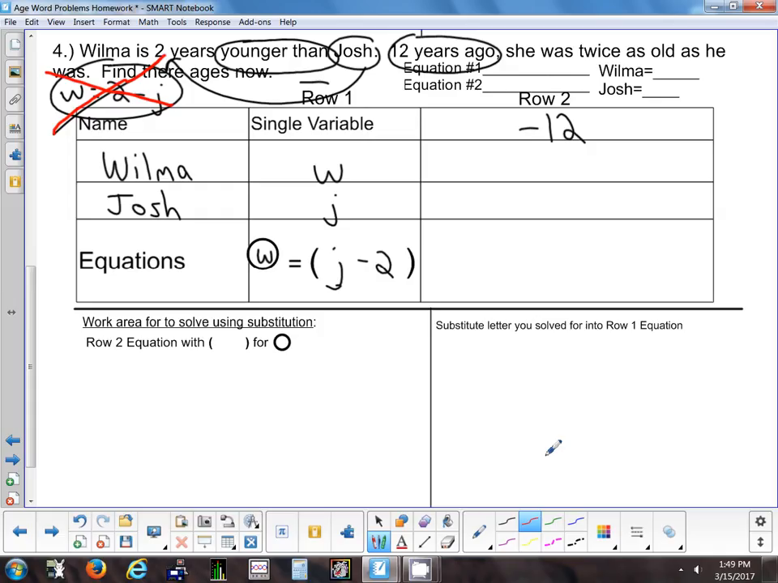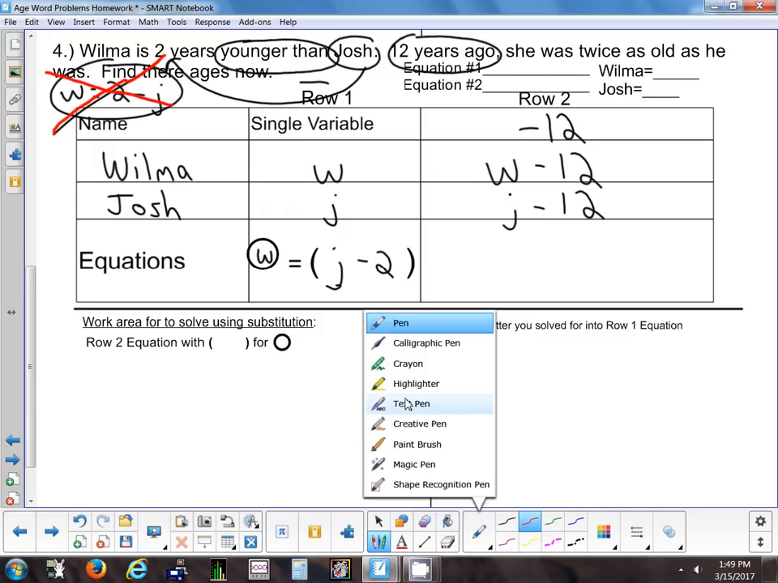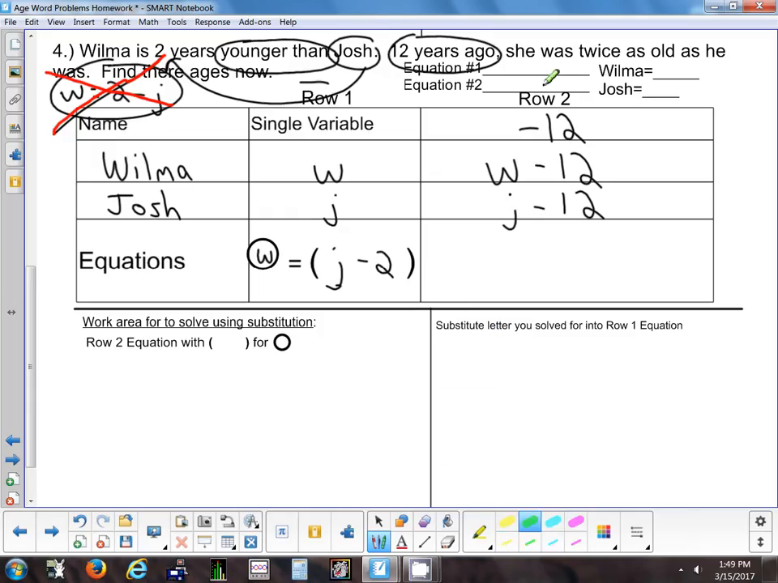Now we got these 2 boxes. Trenton, what would I put for those 2 boxes? W, I'm just going to put W minus 12. And then J minus 12. All I'm doing is taking the single variable that I already have and going to minus by 12 because it's 12 years ago. All right? This is when it gets a little bit tricky.